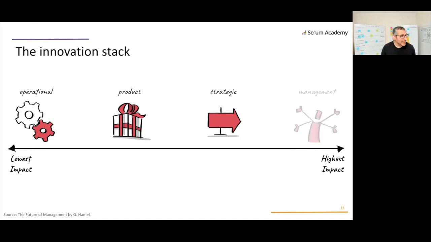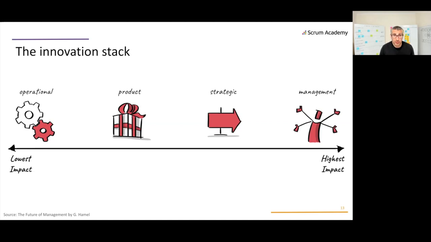But the highest impact, at least given what Gary Hamel shares with us, is none of the three. It's management innovation. Why? Because management innovation, the right structures, policies, metrics, and practices in your organization, which are all things that managers and leaders can influence and innovate on, all of those things create the foundation for all the other types of innovation to emerge in the first place.